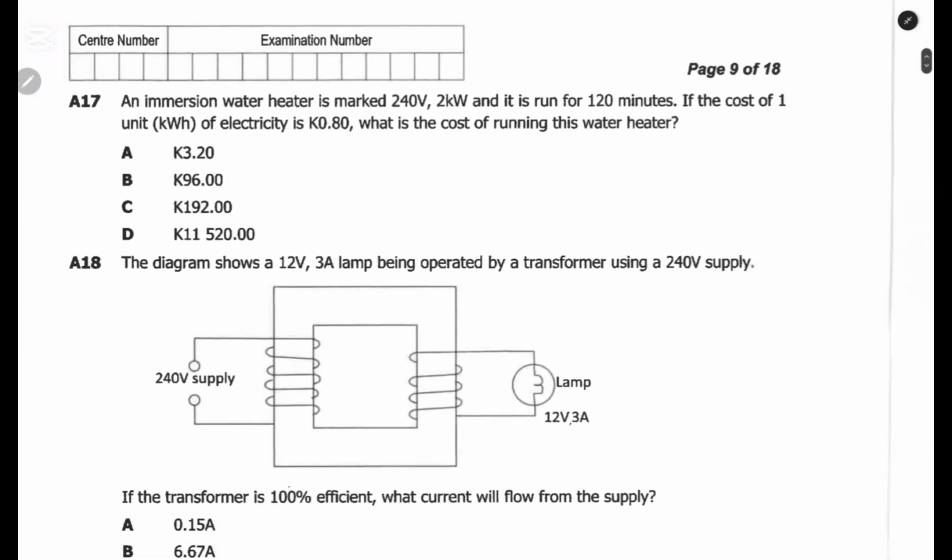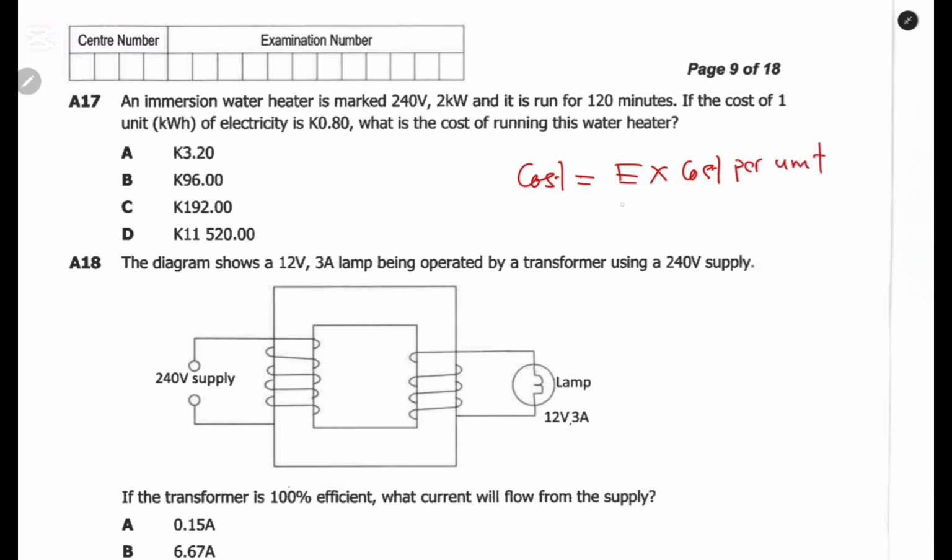Question 17. An immersion water heater is marked 240 volts, 2 kilowatts, and it runs for 120 minutes. If the cost of 1 unit of electricity is 0.80 kwacha, what is the cost of running this heater? The cost of electricity is equal to energy times cost per unit.